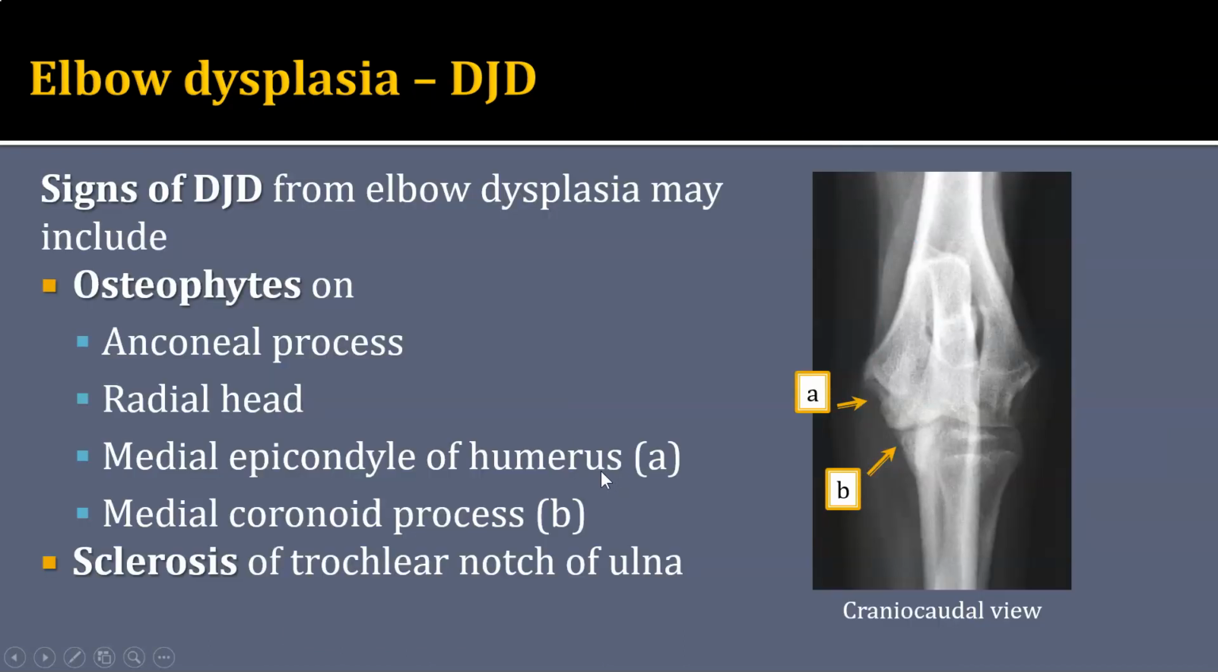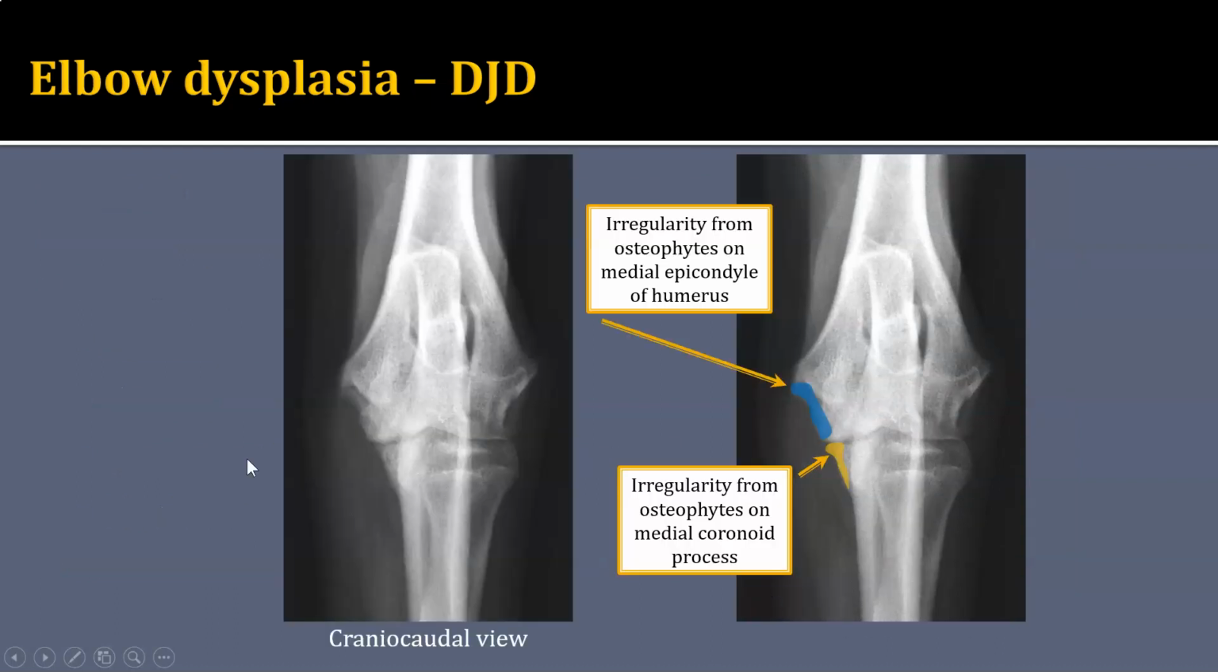And then this is a craniocaudal view of a patient with elbow dysplasia and secondary osteoarthritis. And on this view, we'll be able to identify the osteophytes on the medial epicondyle of the humerus and some osteophytes on the medial coronoid process. So again, this is the medial side. I know that because the ulna is more medial than the radius up in the elbow. We're not going to be able to see osteophytes typically on the radial head because they're on the cranial aspect. We're not going to obviously see the anconeal process, and we're not going to be able to identify the sclerosis of the trochlear notch of the ulna. And then again, this is just our unlabeled and shaded example.